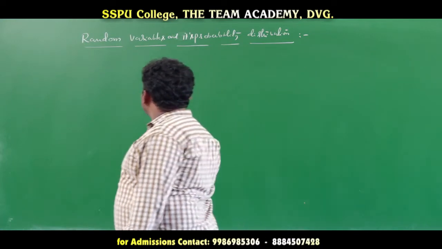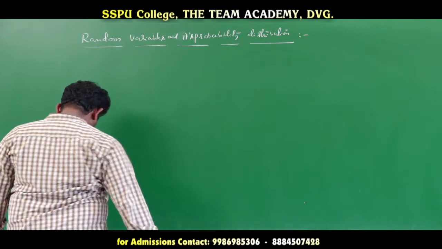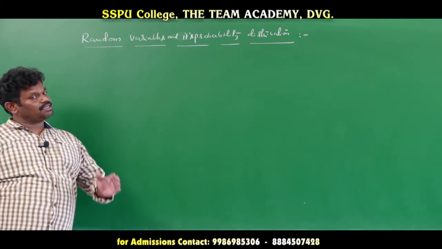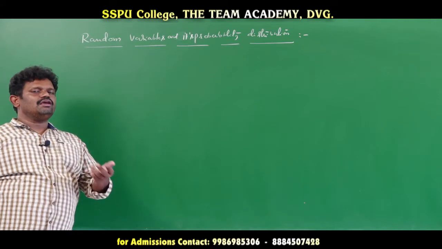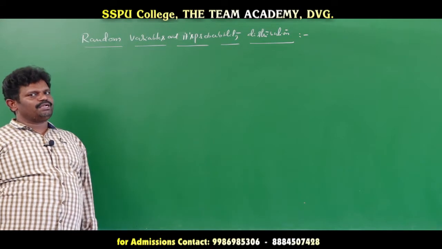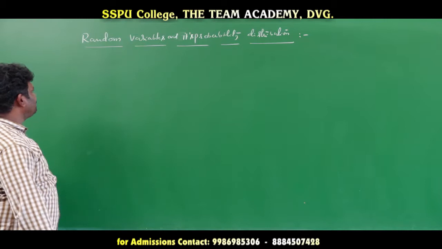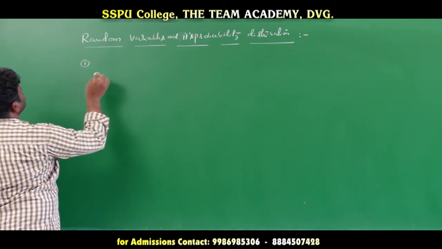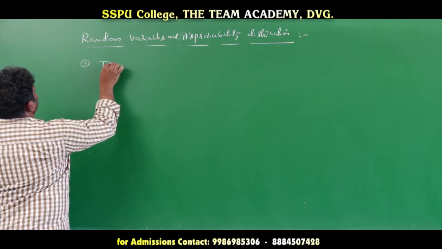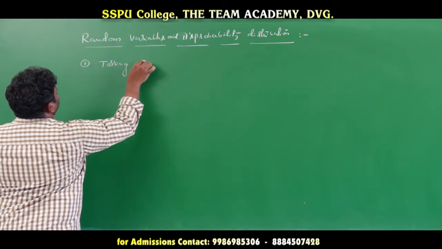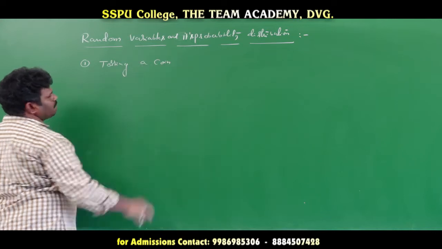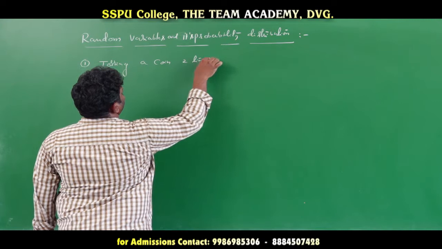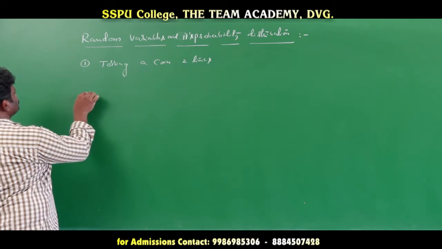So, random variable and its probability distribution. In previous classes in probability, in first year also, we learned what a random experiment and its sample space are. Already we have an idea about a random experiment and a sample space. Now we also consider some random experiments. The first one is tossing a coin 2 times. Tossing a coin how many times? 2 times.